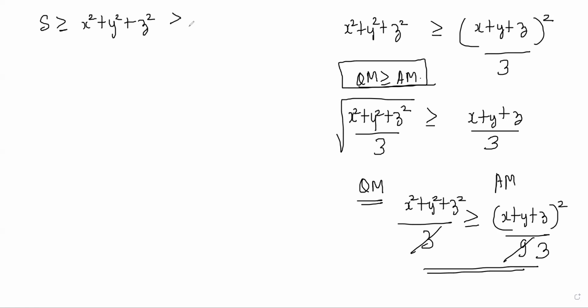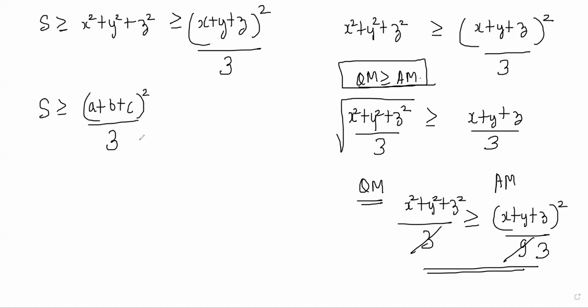So we can write it here like this, right? And now x plus y plus z was equal to A B C. So we are getting S is greater than or equal to (A plus B plus C) whole square by 3. And that is greater than or equal to AB plus BC plus CA.